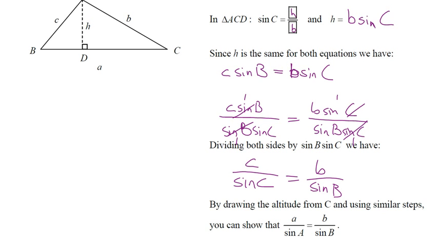And that's two thirds of the sine law, right? By drawing the altitude from C and using similar steps, if you drew an altitude here and did a similar thing, you would end up with little a over sine A equals little b over sine B, which then is, of course, equal to little c over sine C. Thus, proving the sine law.